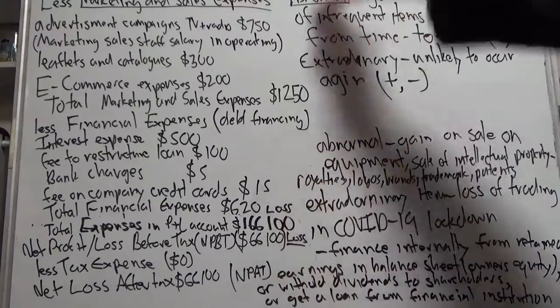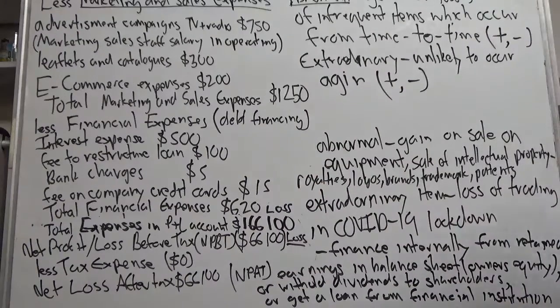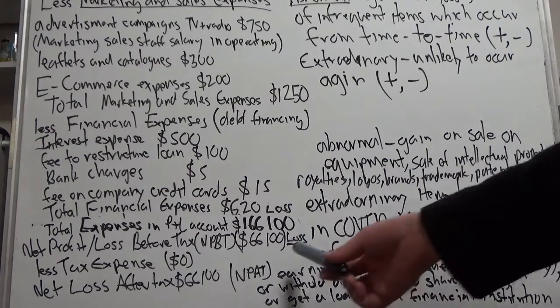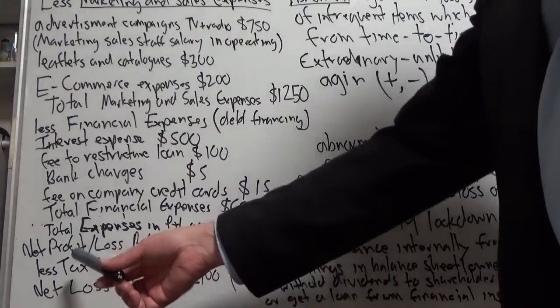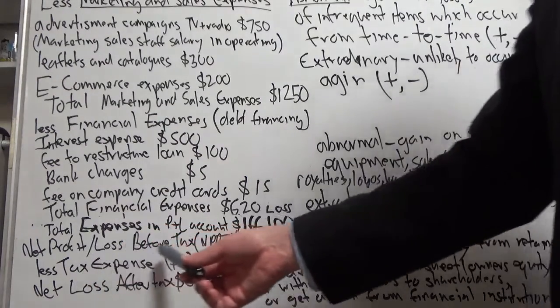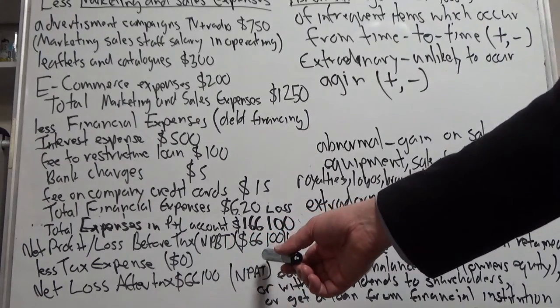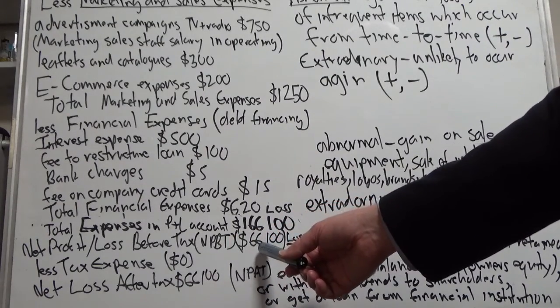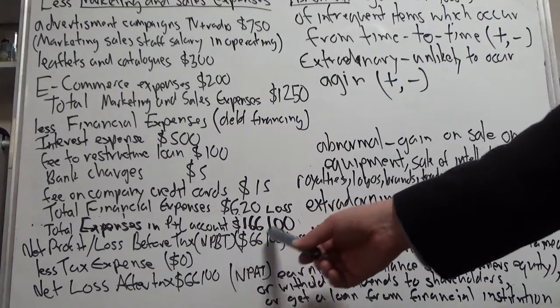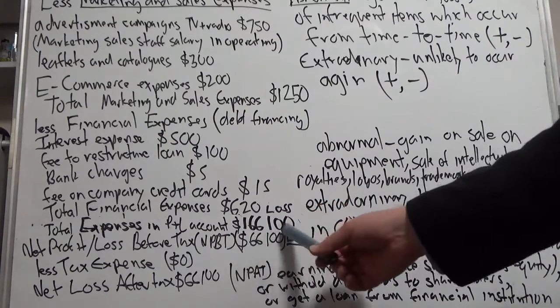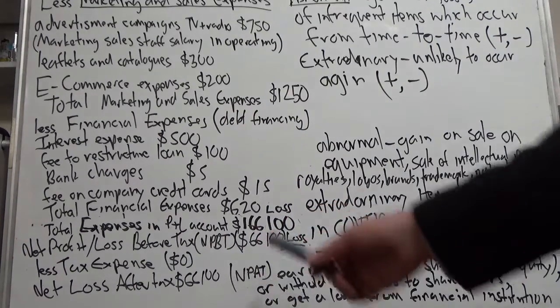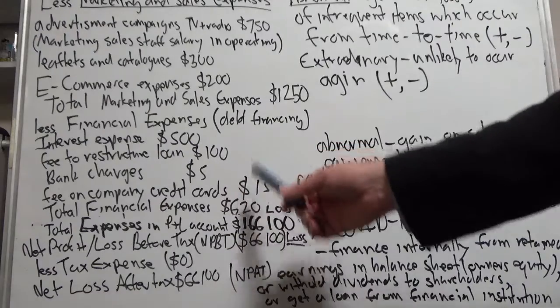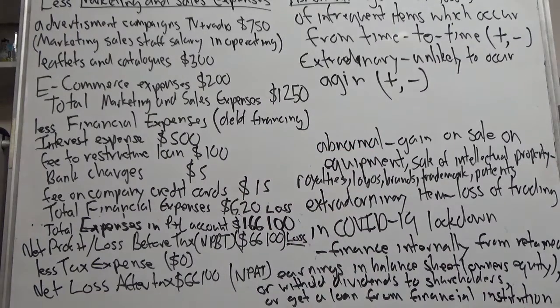And if you remember over the whiteboard, our gross profit was 100,000, so this gives us a loss. It's not a profit. Net profit or loss before tax, and we've calculated a loss of 66,100. Those brackets indicate a minus figure. Every time you see brackets around a figure, that's a minus figure.